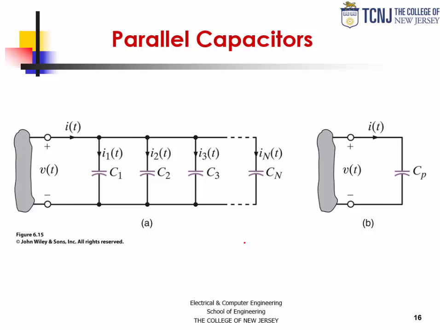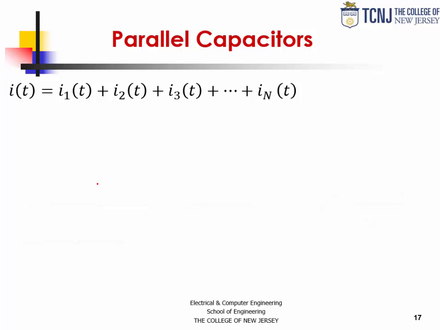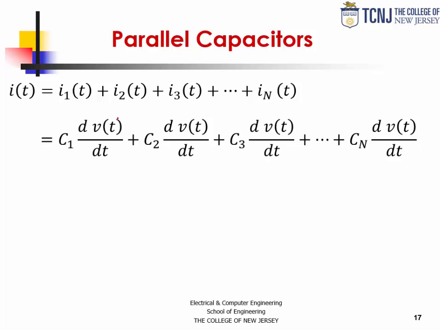Now let's look at the parallel combination of capacitors. Again, we have any number of capacitors connected in parallel, and we want to know what is the total equivalent capacitance of that network. For this, we're going to write a Kirchhoff's current equation, and we're going to say that the total current is equal to the sum of the currents in each parallel branch with the capacitor. And we know that each of the currents is the capacitance times the derivative of the voltage, and that the voltage across all capacitors is the same because they are connected in parallel.